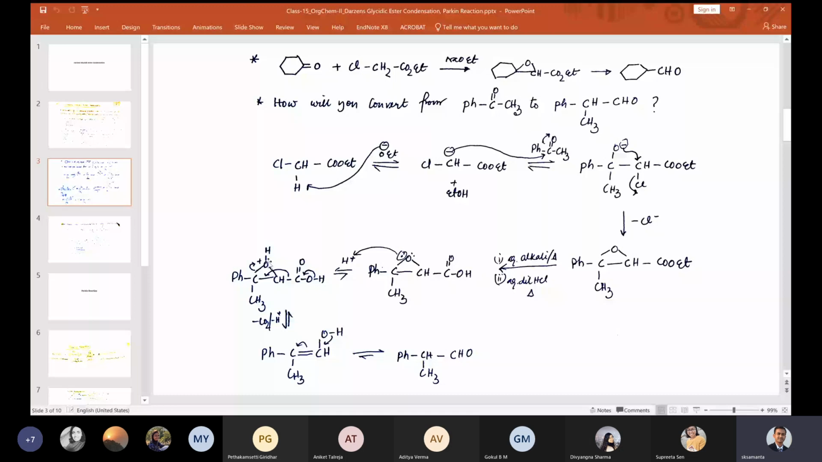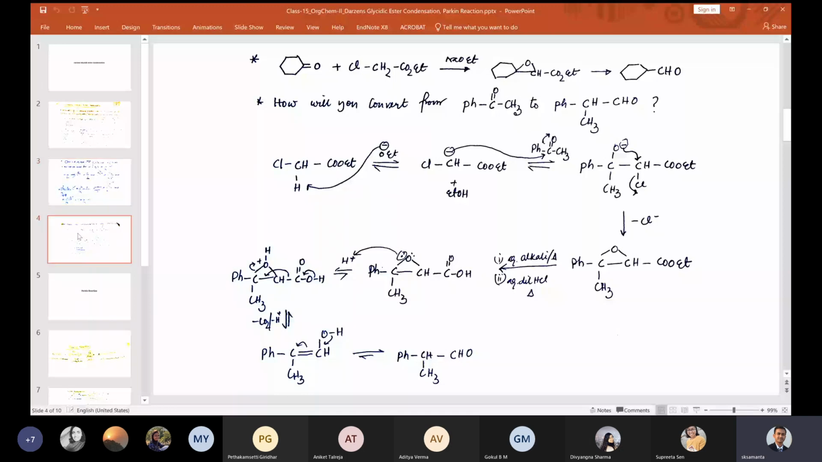This is your only possibility. You see it later at home, you will understand. So only this bond can break. So this formation of this is the only possibility. Okay, so then you get this compound.